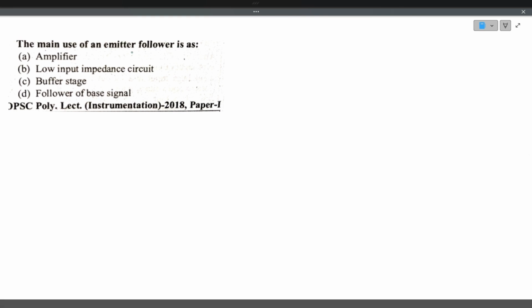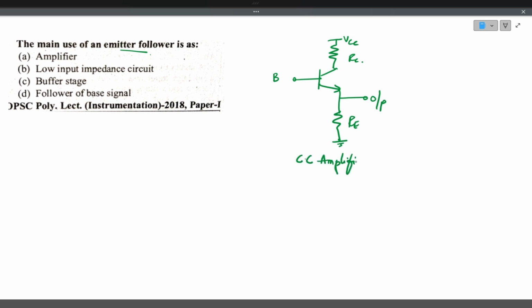The main use of the emitter follower: emitter follower is nothing but a CC amplifier. Input will be at the base, output will be collected across the emitter. This is the emitter, output is taken here, this is the collector. This is emitter resistance, this is collector resistance. The common collector amplifier and the emitter follower are both the same. This is also called an emitter follower.